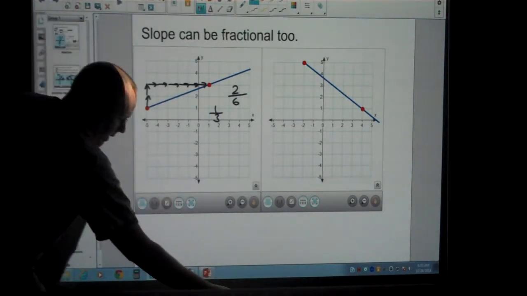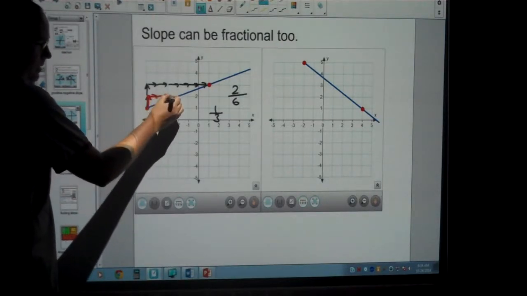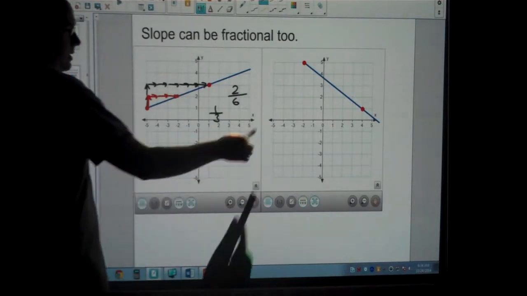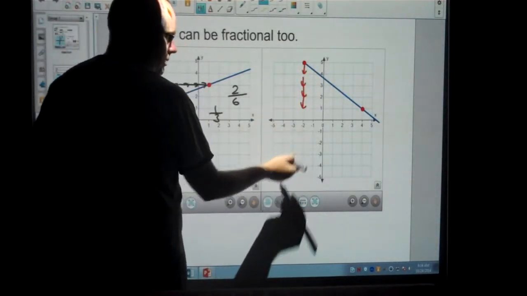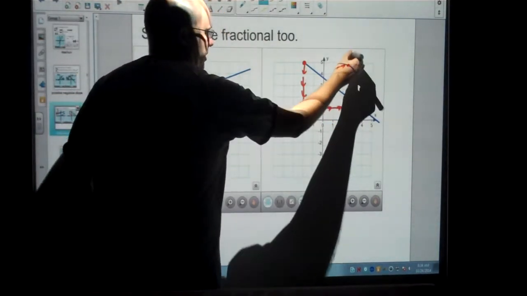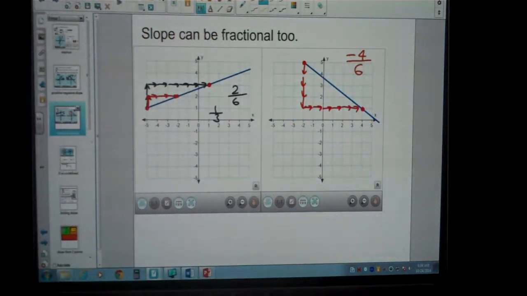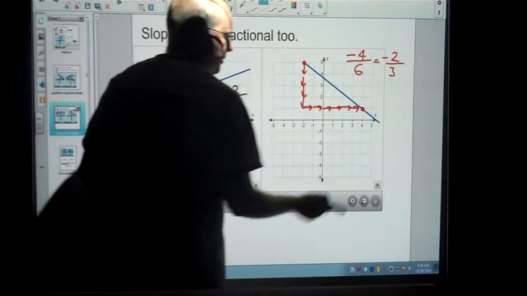One more way you can check that it's 1 over 3 is you can also see that it goes up 1 and across 3, and I get back to the line. If I do my second one, this time I've got to go down. So I'll go down 4 and then across 6. As I went down, I'm going to give the rise a negative number. So negative 4 over 6, or if I simplify here, negative 2 over 3.